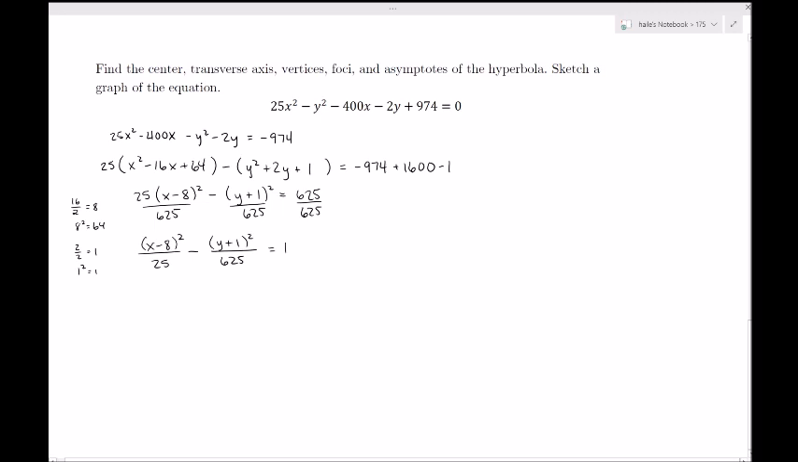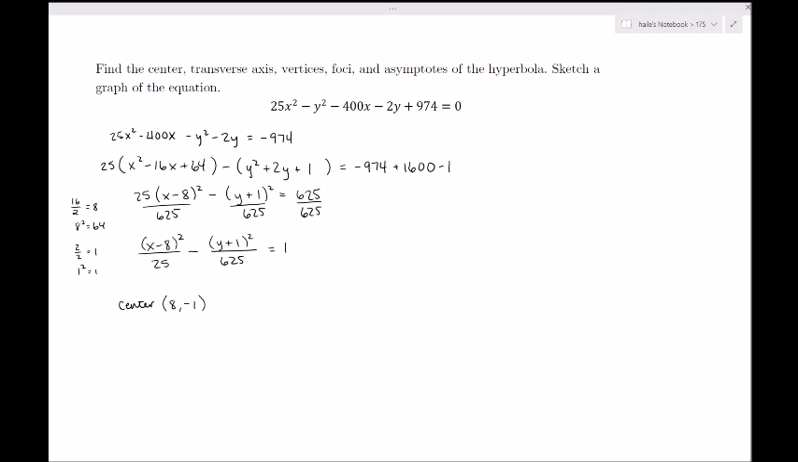Okay, so now that we have this equation in standard form, we can find out all we need to know about it. So first, let's find the center. The center will come from those numbers that are being added and subtracted from x and y. So our center here is going to be 8, negative 1. Remember that you get the coordinates by switching the signs on x and y. So our center is 8, negative 1.